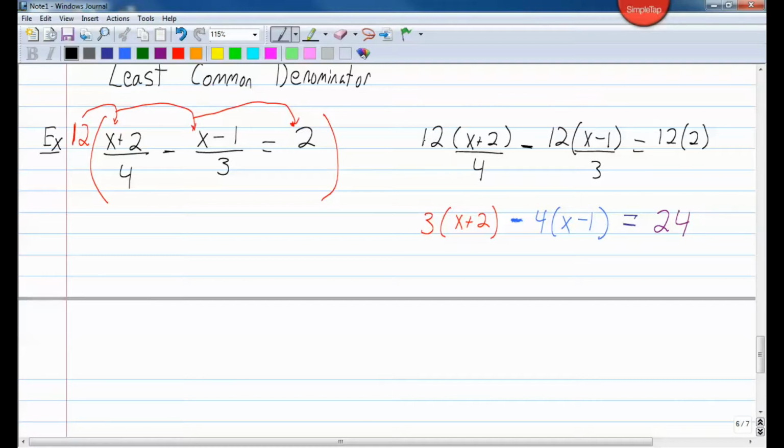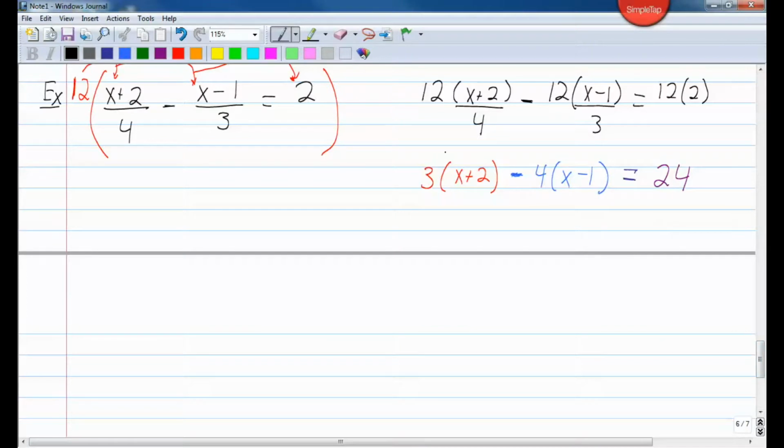Students sometimes ask, will these numbers always cancel out? Will I always be able to say 12 divided by 4 and 12 divided by 3? Yes, you will always get rid of the fractions. If you get down to this step here and you still have a fraction, then you messed up somewhere. So now this problem is just like the previous problems, right? I need to distribute.